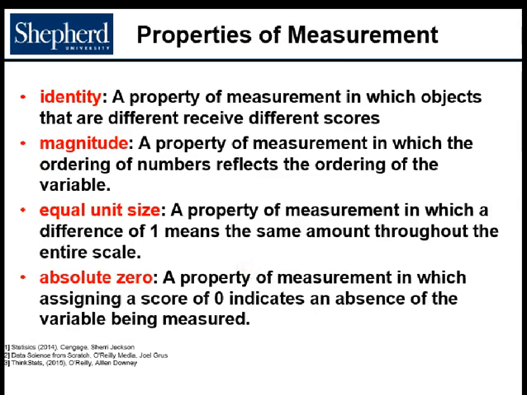There are 4 scales of measurement with these properties for each measurement. The nominal scale has the property of identity. The ordinal scale has the properties of identity and magnitude. The interval scale has the properties of identity, magnitude, and equal unit size. And the ratio scale has the properties of identity, magnitude, equal unit size, and a true zero.